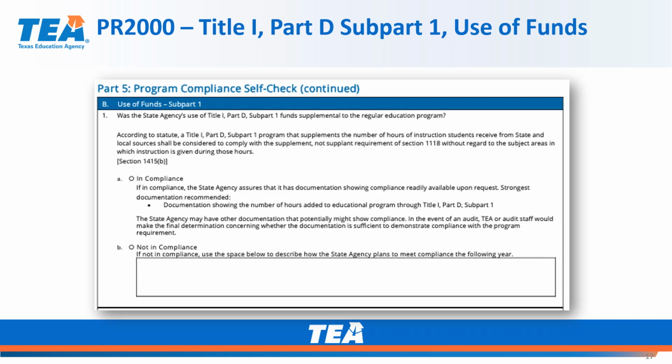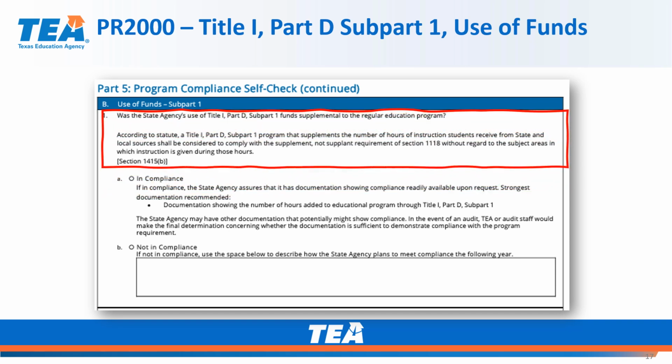Part 5B lists one of the requirements for state agencies receiving Title I, Part D, Subpart 1 funds. This requirement asks if the state agency used Title I, Part D, Subpart 1 funds as supplemental to the regular educational program.